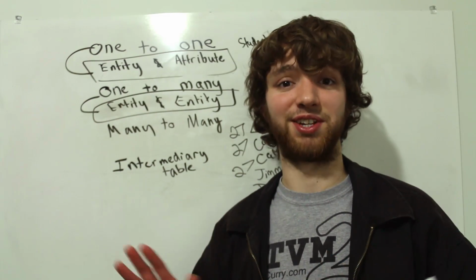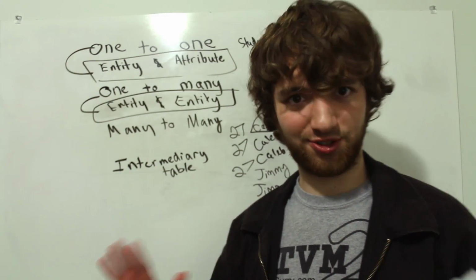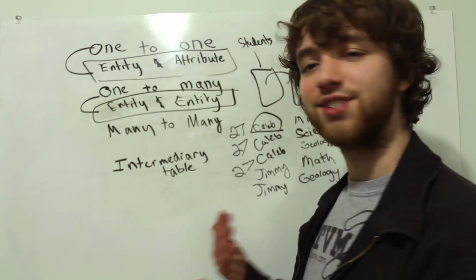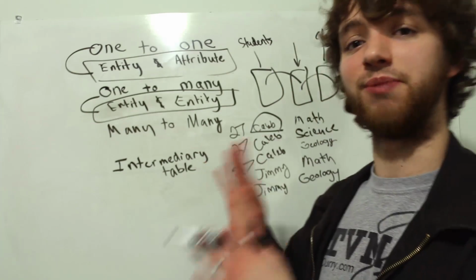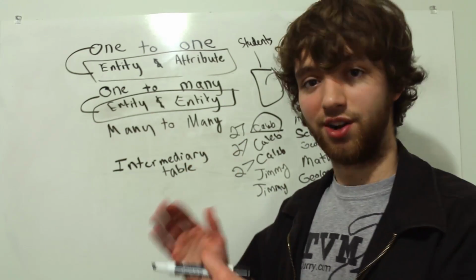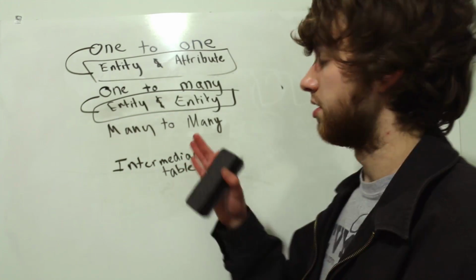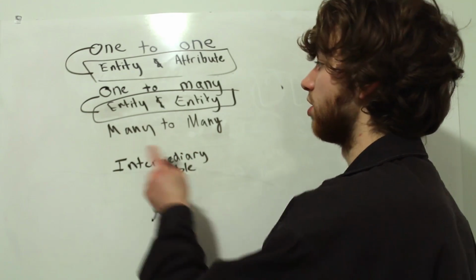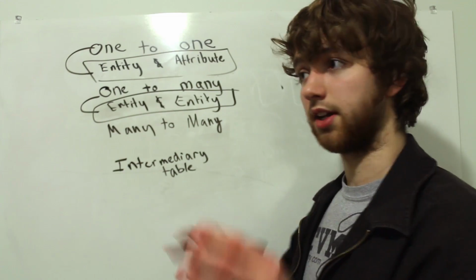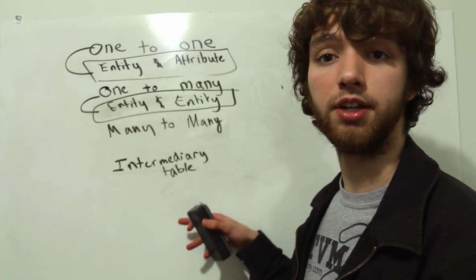I'm just trying to get the basics, and this video has been way too long, so let's just end with that for the relationships, but I still have one more thing I need to talk about. First we'll summarize this and then we'll talk about primary keys and foreign keys. So many-to-many is also entity and entity connecting multiple entities, but with an intermediary table.